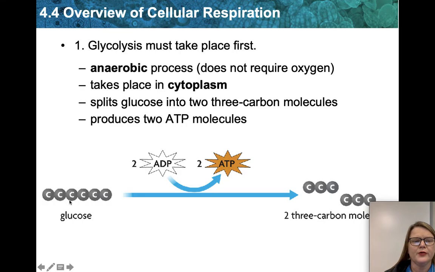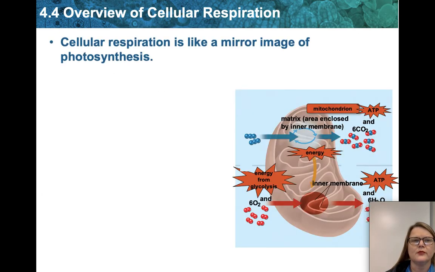You have your 6-carbon glucose molecule, and then that creates a little bit of ATP as it is broken down into two 3-carbon molecules. Cellular respiration is like a mirror image of photosynthesis.